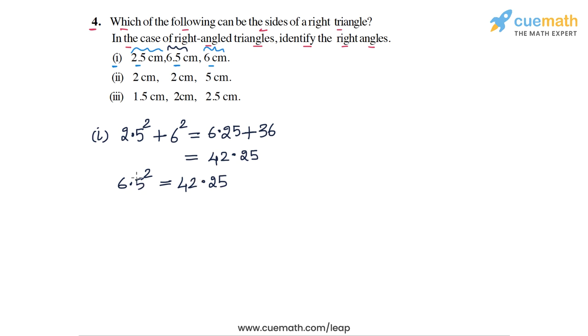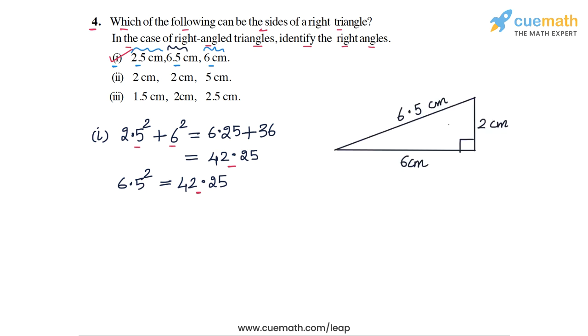Okay. So in part 1, we find that the sum of the squares of the smaller 2 lengths, which is 42.25, is equal to the square of the third length, 6.5 square. So in the first part, the lengths can be the sides of a right triangle. And if we make a right triangle with these lengths, we will get a triangle like the one I've drawn here, in which the hypotenuse is 6.5 centimeters. So the right angle will be the angle opposite the hypotenuse, the angle opposite 6.5 centimeters, or the angle formed between the sides of lengths 2.5 centimeters and 6 centimeters.